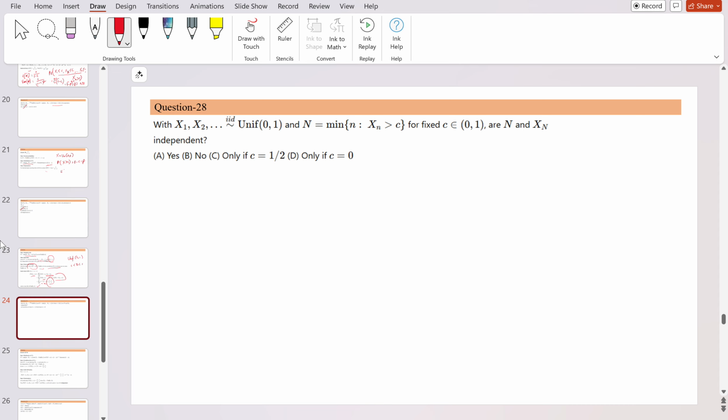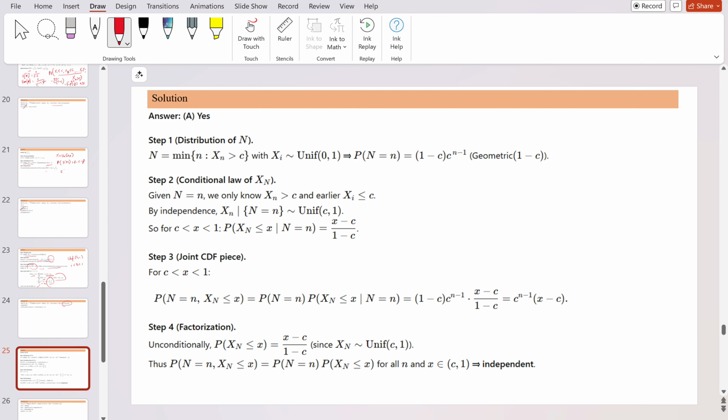Okay, let me give the solution for this. When you see that it is asking about the values X1, X2 and so on, simply whether N and XN are independent or dependent. That is simply a function of what we solved in the previous problem: XN is between c and 1, so the probability that XN is less than or equal to x, given that N is equal to n has already occurred, is simply equal to (x minus c) divided by (1 minus c).